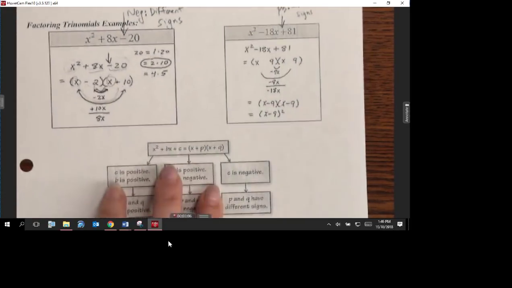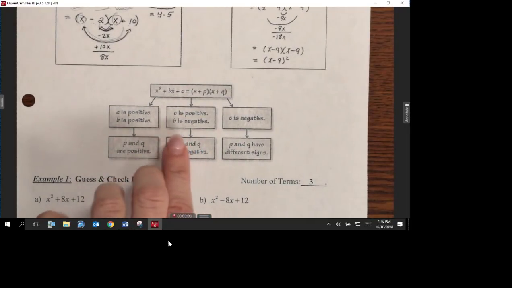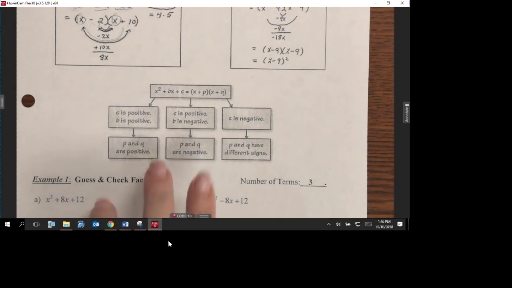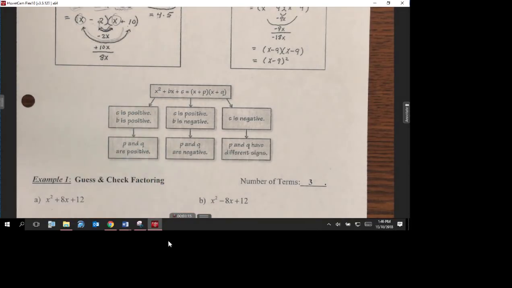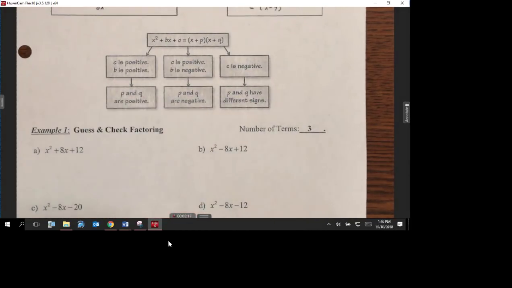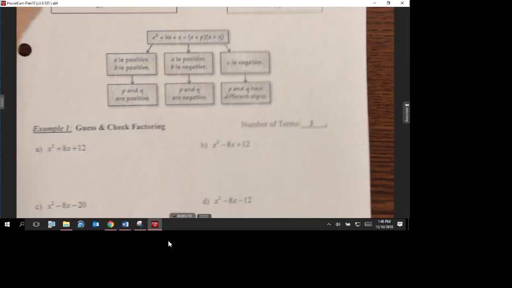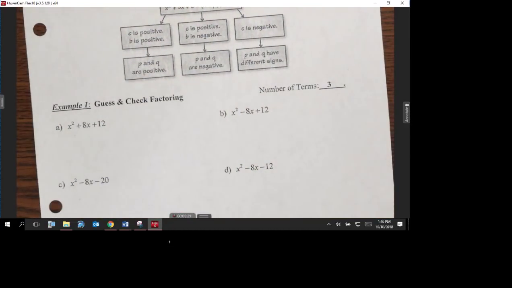So this little flow chart right here is what it's talking about. If you need to read this and remember what we were saying, great. Otherwise, I'm just going to keep saying it over and over again, and you'll hear me say it 18 times or however many I'm going to do it.